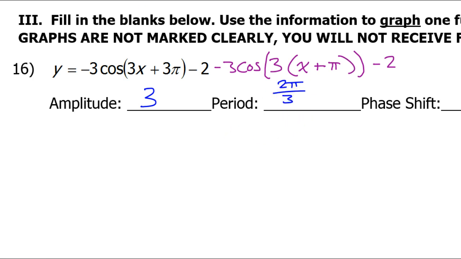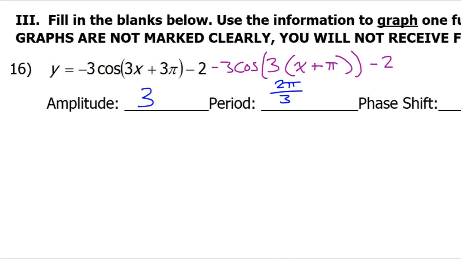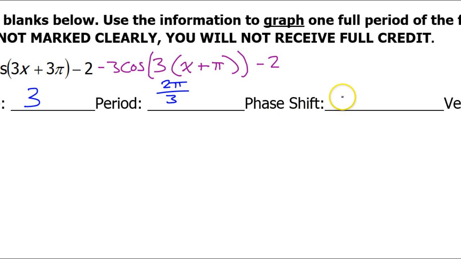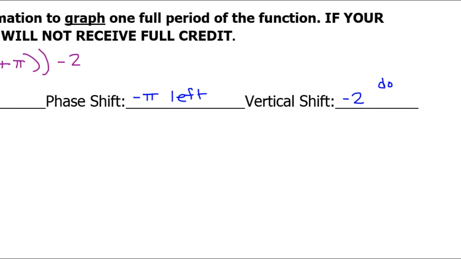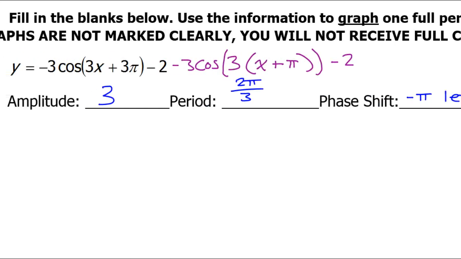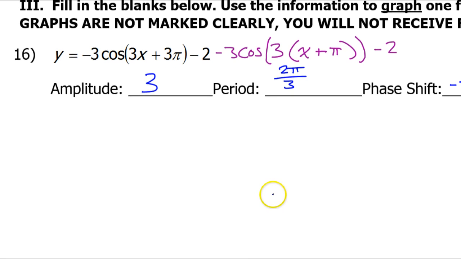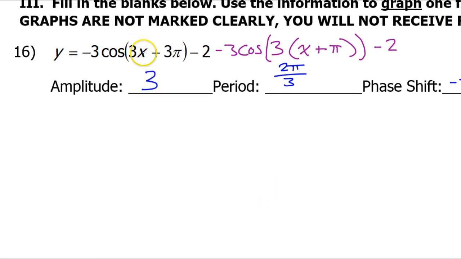The phase shift is going to come from this h value right here, but it's going to be the opposite sign. So the phase shift will be negative pi, which is of course to the left. The vertical shift is the k value. So there's a vertical shift of negative 2, which of course means down 2. That should be plenty enough information for us to go ahead and sketch this graph.